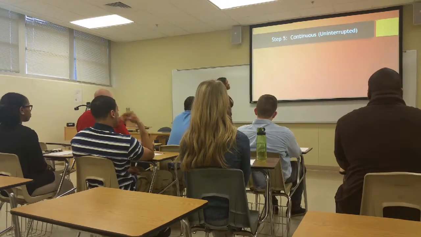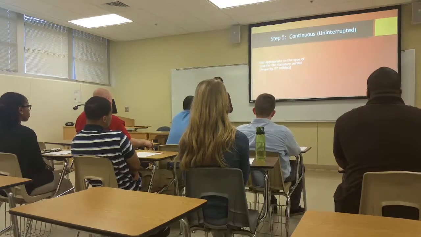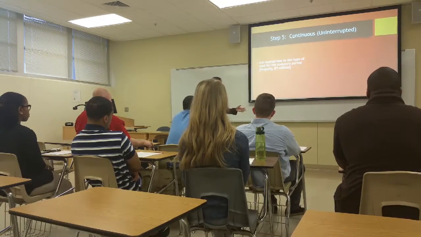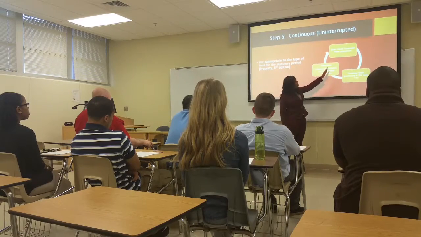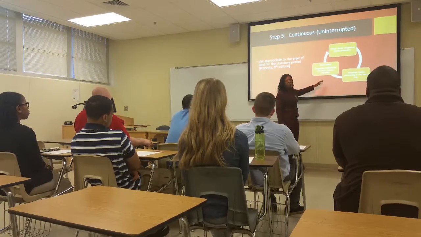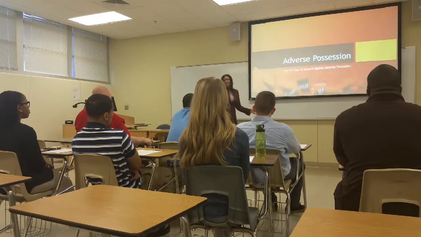Step 5, continuance. Continuance just means that the trespasser continues to use the property like it's supposed to be used for a period of time set by law. So the trespasser starts to be on the property, they continue to hold the property for a number of years specified by law, and then they become the owner. So that's how they become an adverse possessor.